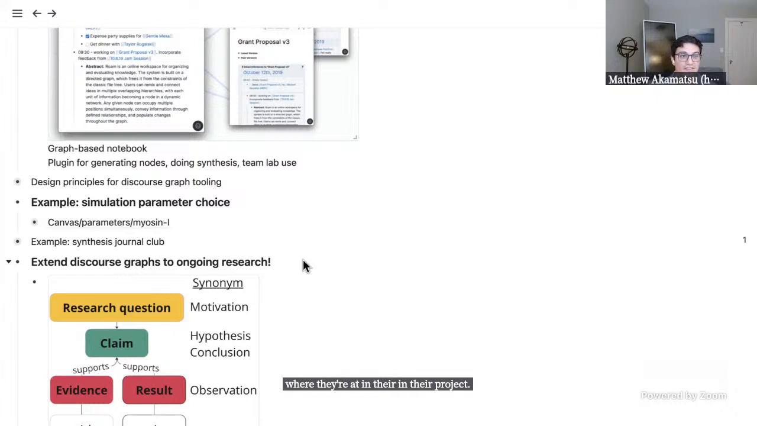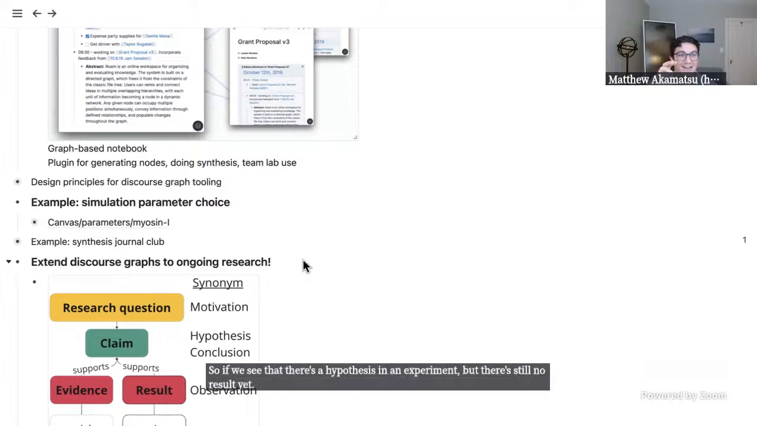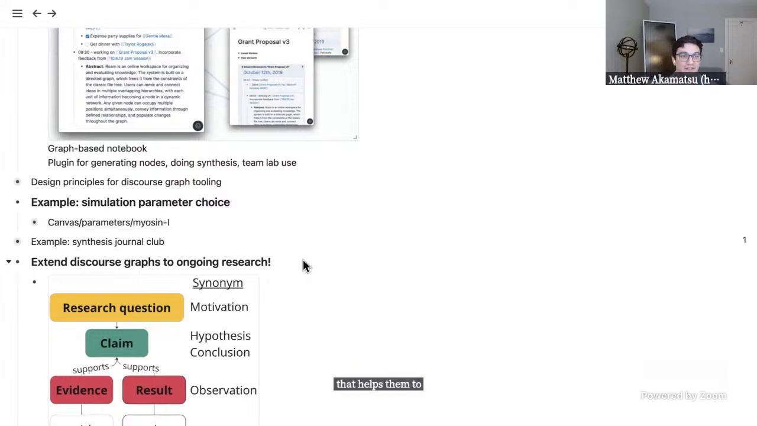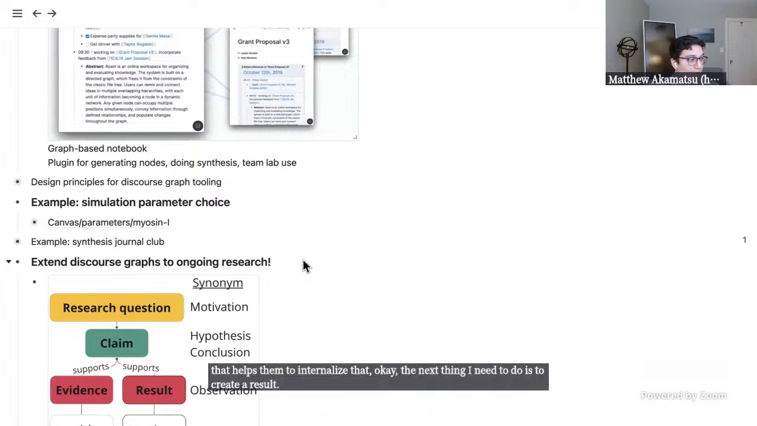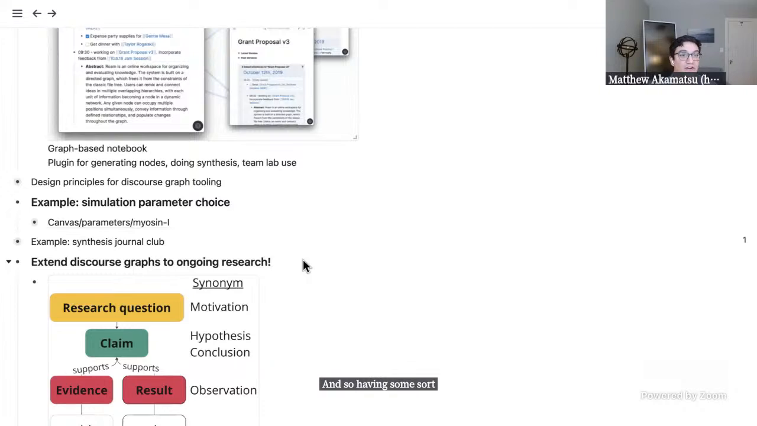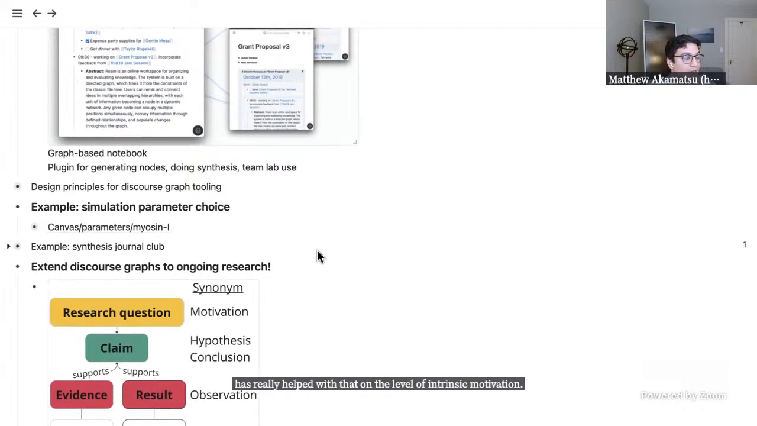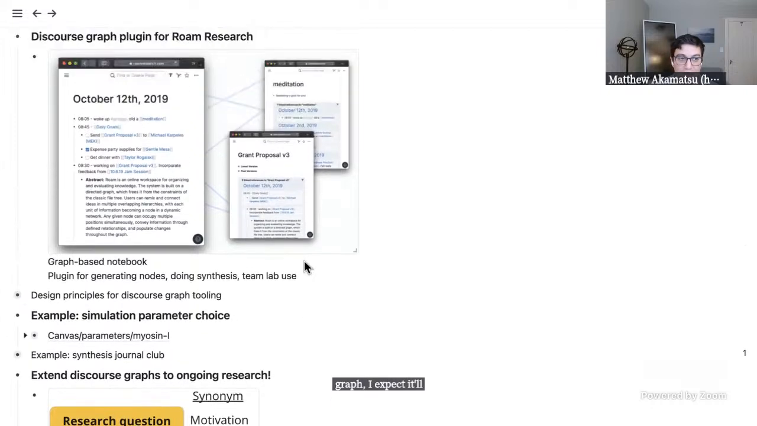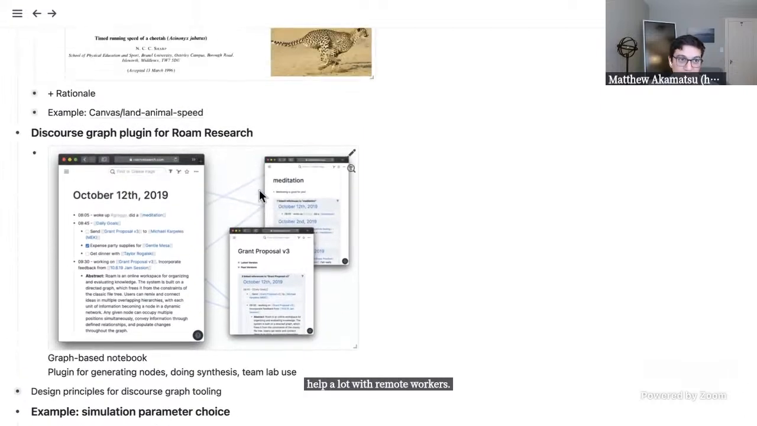So that if we see that there's a hypothesis in an experiment, but there's still no result yet, that helps them to internalize that, okay, the next thing I need to do is to create a result. And so having some sort of regular sharing of what you have already has really helped with that on the level of intrinsic motivation. And so far we've had hybrid workers using this lab graph. I expect it'll help a lot with remote workers, but we haven't tried yet.